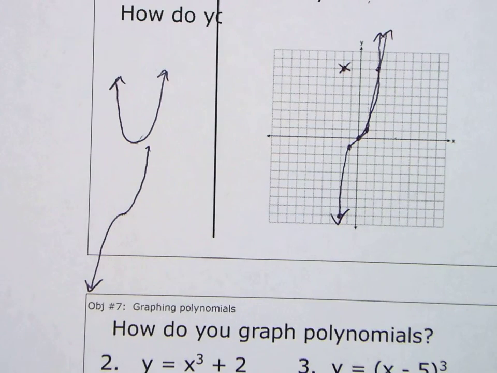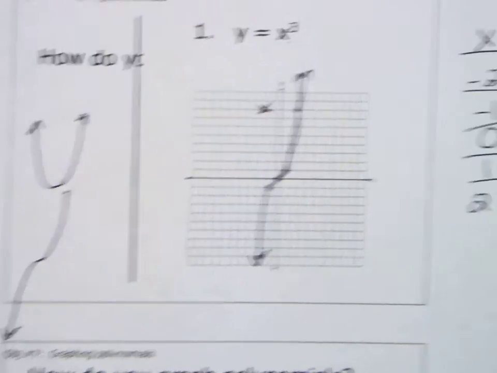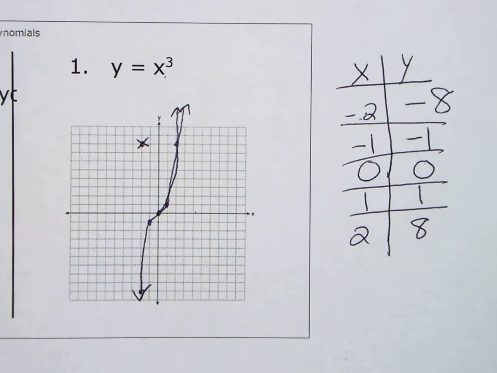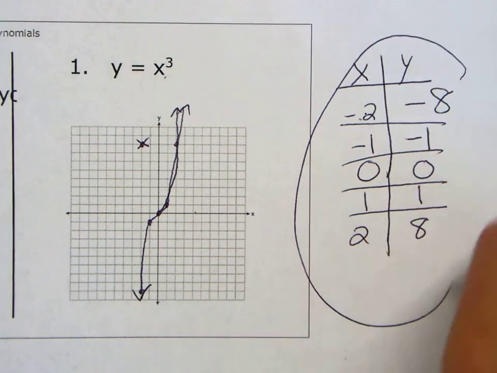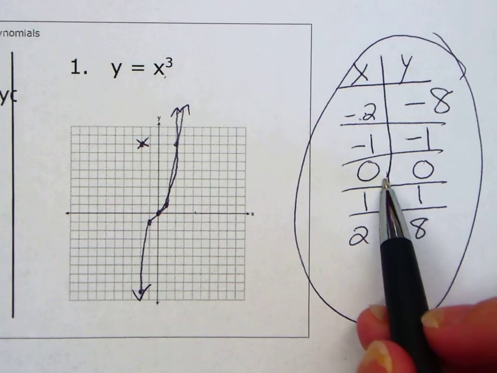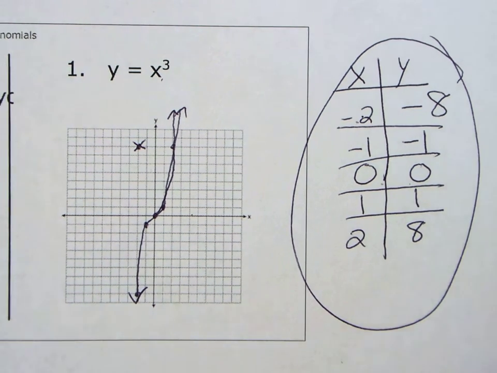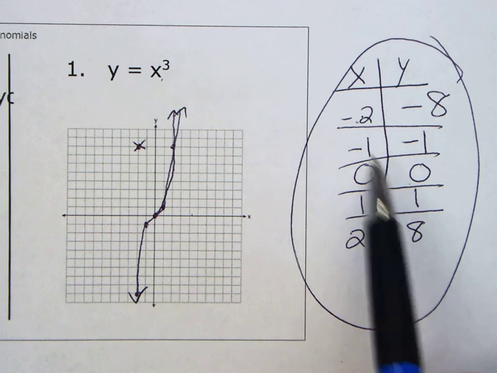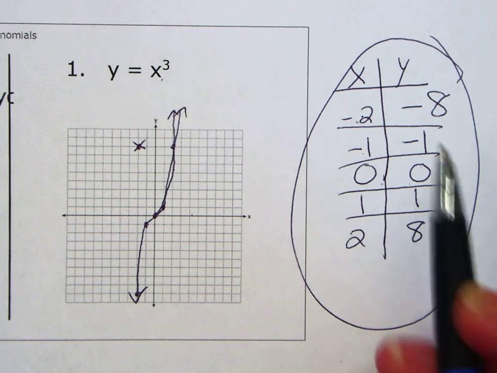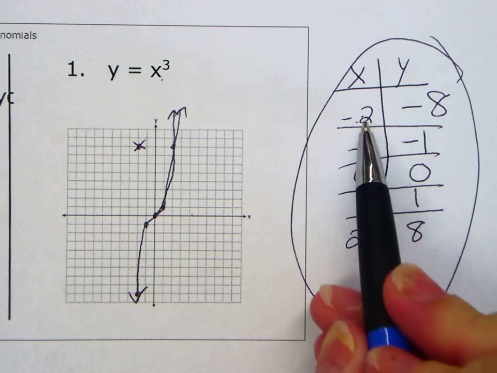That's what a cube looks like. Right? Now, just like a parabola, this is a pattern. This is your pattern. You find your starting point. Here, our starting point is 0, 0. It's over 1, up 1, over 1, down 1. Over 2, up 8, over 2, down 8.